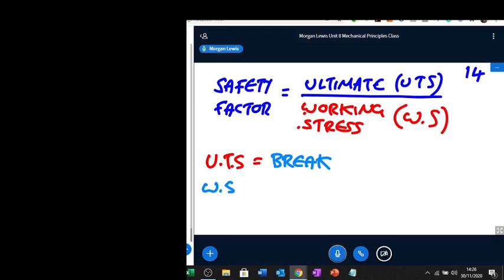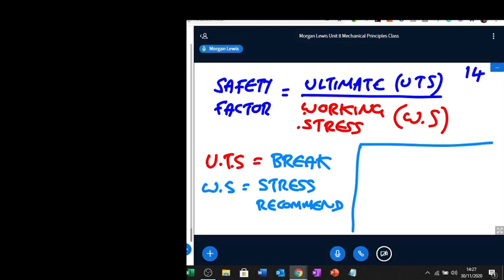And the working stress is the stress recommended. They recommend you go at 70 miles an hour, because if you crash into a barrier, the stress that you induce shouldn't break the barriers, for example.